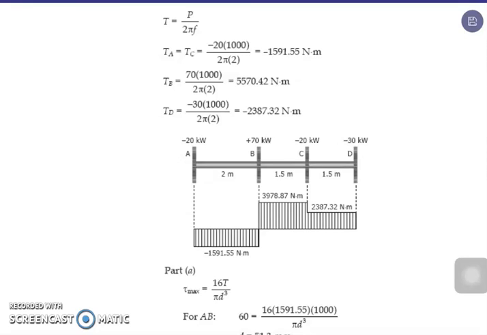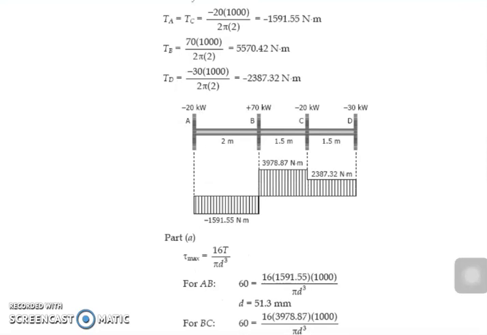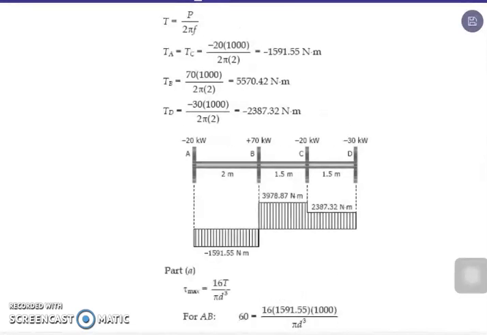Of course, we have here our illustration. We have a 20 kilowatt removed at point A, and there is an applied 70 kilowatt at point B, and 20 kilowatt removed at point C, and also there is a 30 kilowatt that leaves at this portion at point D. So we have to compute first the torque at each point.